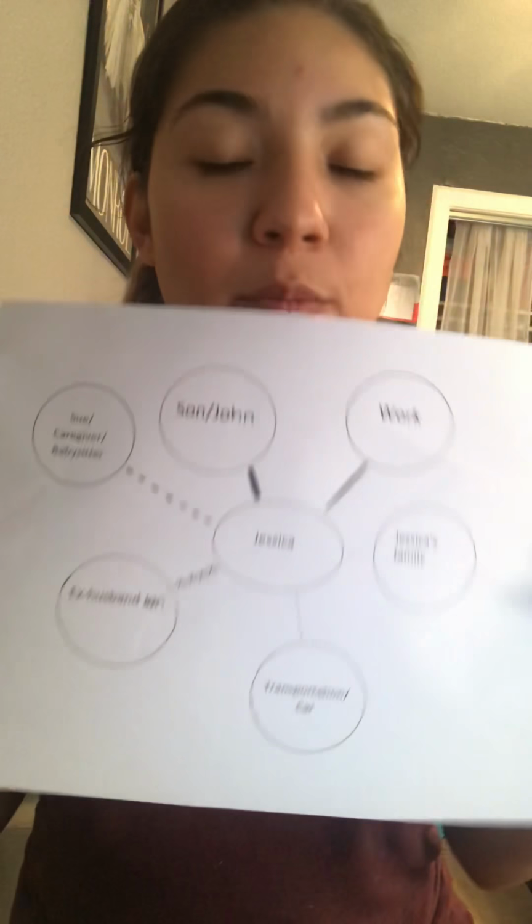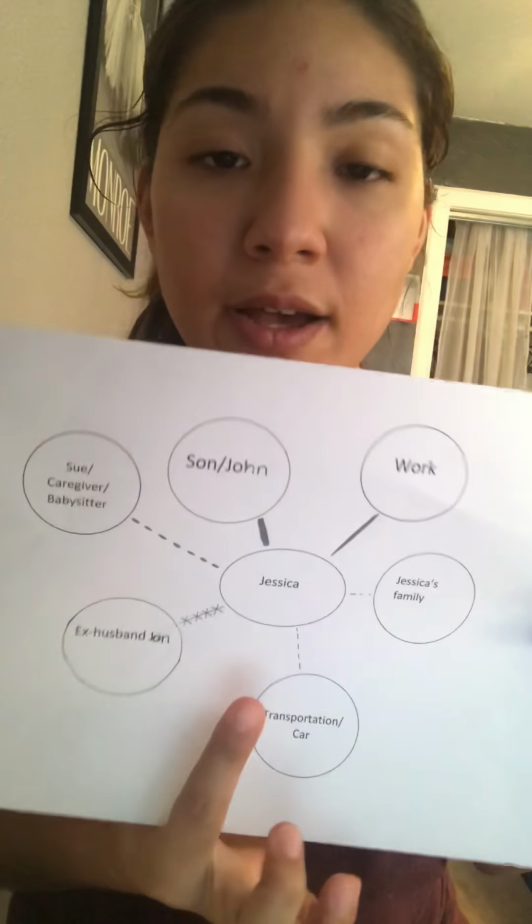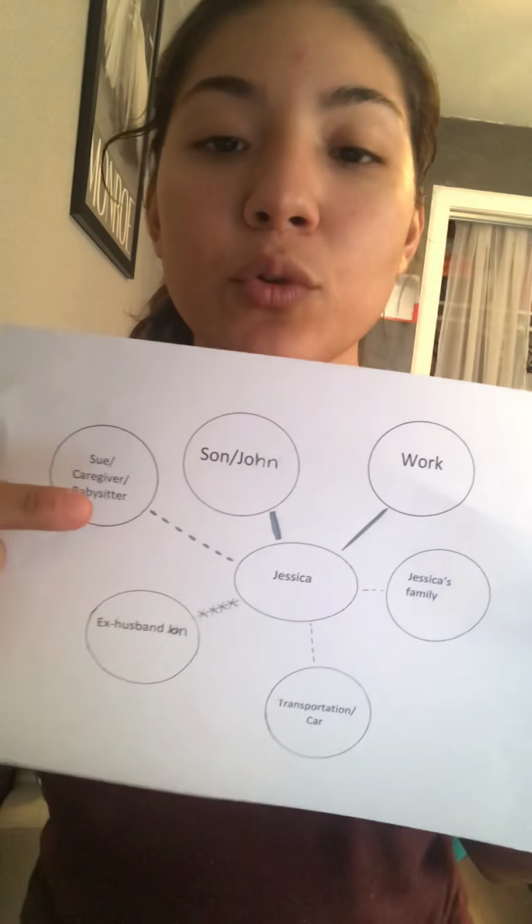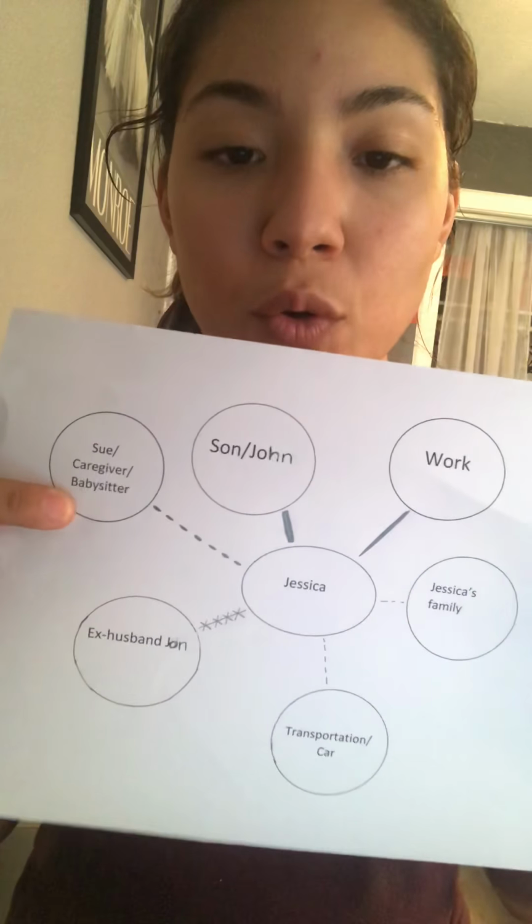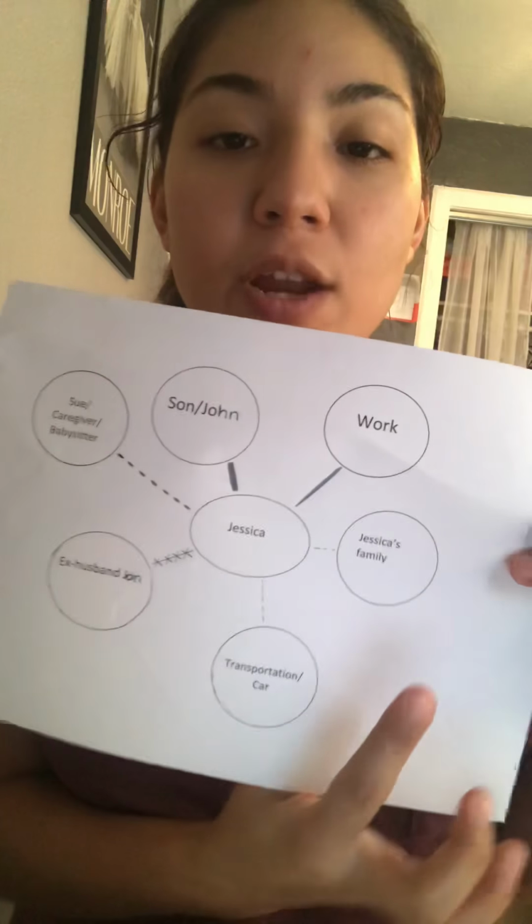I'm going to be doing the Ecomap discussion post number 1. So this is my Ecomap, and the person who I chose to focus on was Jessica. I drew dotted lines on Sue, her sister, transportation, and her family.